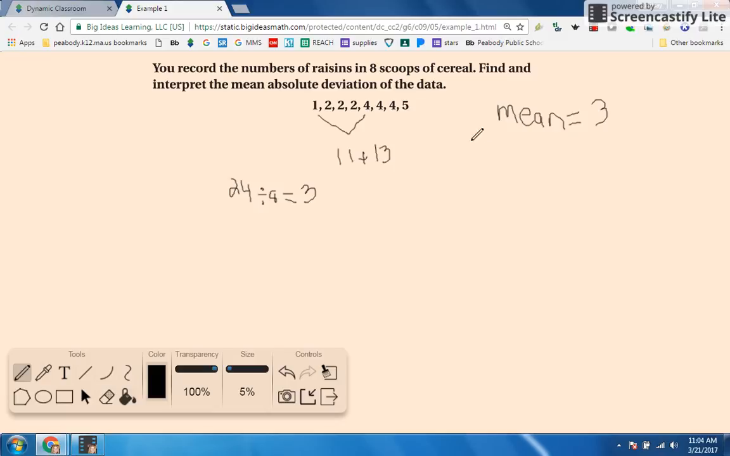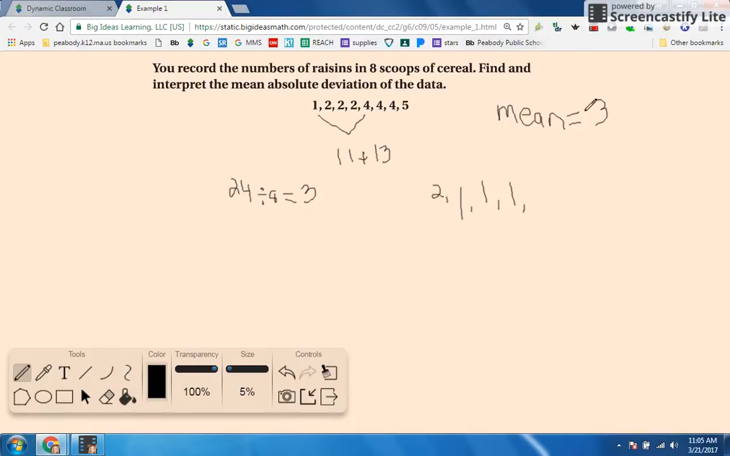Now what I have to do is take my mean, which is 3, and subtract all of these numbers from it and write the new answers. So 3 minus 1 is 2. So I'm going to write that. 3 minus 2 is 1. 3 minus the next 2, also 1. 3 minus the next 2, also 1. Now the numbers are getting bigger, so I just subtract opposite.